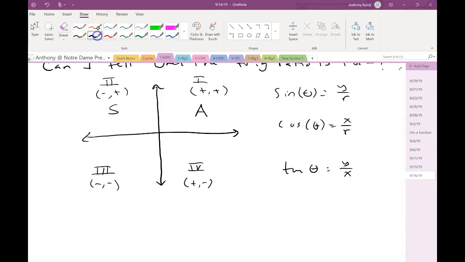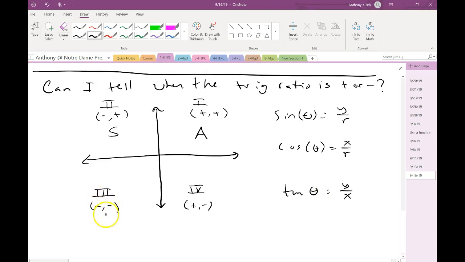If I look at quadrant 3, here x is negative and y is negative. So I have negative over positive, that's negative. Negative over positive, that's negative. Negative over negative, that's positive. So tangent is the only one that's positive in the third quadrant. And then if I move to the fourth quadrant, x is positive but y is negative. So I have negative over positive, that's negative. Positive over positive, that's positive. And then negative over positive, that's negative.